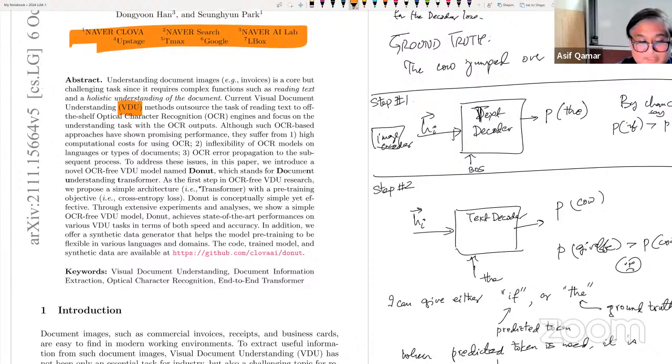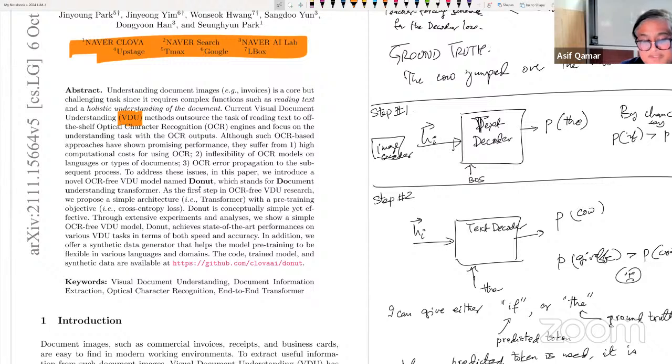To address these issues, in this paper, we introduce a novel OCR-free visual document understanding model named Donut, which stands for Document Understanding Transformer. As the first step in OCR-free research, we propose a simple architecture with a pre-training objective, i.e. cross-entropy loss. Typically with the decoder, when you train a transformer, what's your objective loss? It's a cross-entropy loss. So this statement hardly needed to be said.